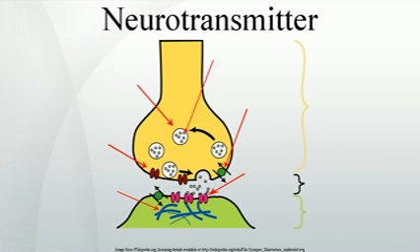Neurotransmitter. Neurotransmitters are endogenous chemicals that transmit signals across a synapse from one neuron to another target neuron.